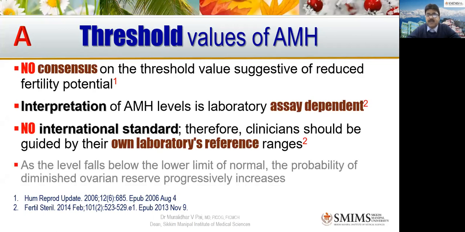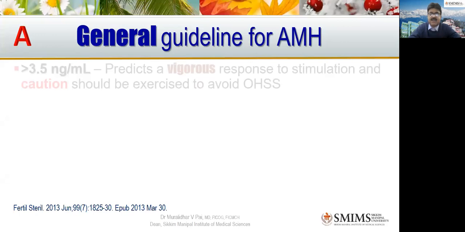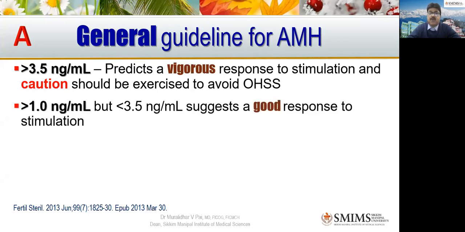As the level falls below the lower limit of normal, the probability of diminished ovarian reserve progressively increases. Of course, that's fine. Now, general guideline, I can't be giving you the exact guideline, but anything more than 3.5 nanograms per ml predicts a vigorous response to stimulation, and caution should be exercised to avoid OHSS. It's very high, 3.5 and more, you can anticipate OHSS, maybe a case of PCOS. More than 1 but less than 3.5 suggests good response.